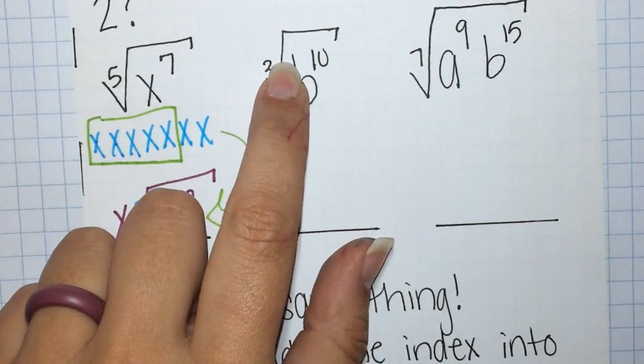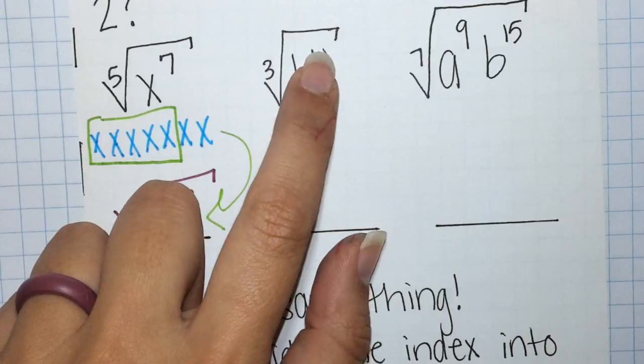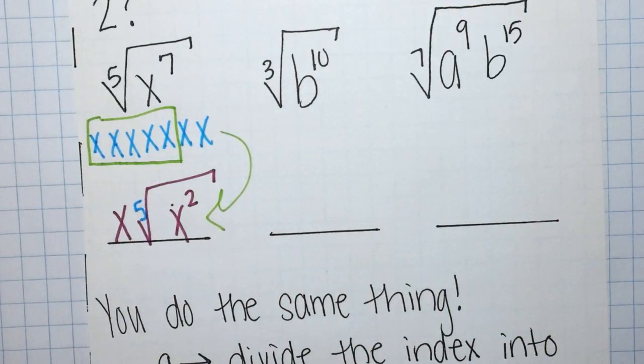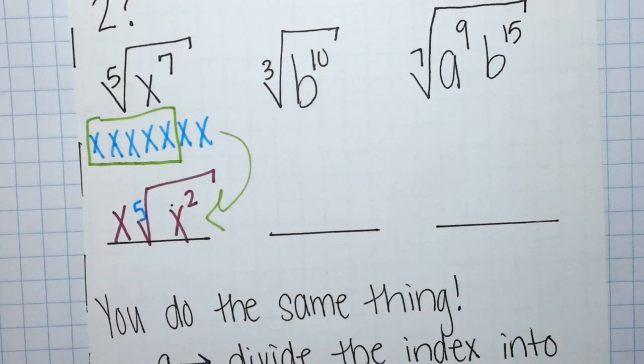Alright, ready to do this one? Can you try this one without me? Try it without me. I'm proud of you. Do the whole thing, write it down, I'll come check it. Okay, you gotta give me a second to get over there.